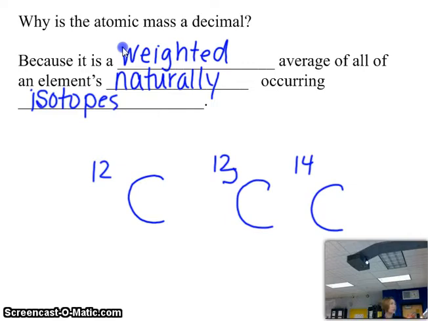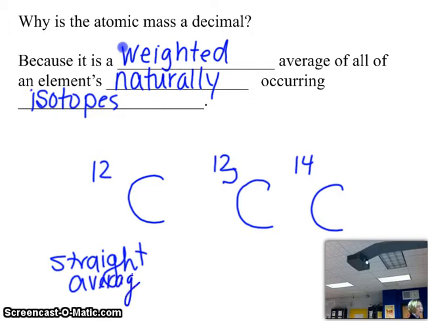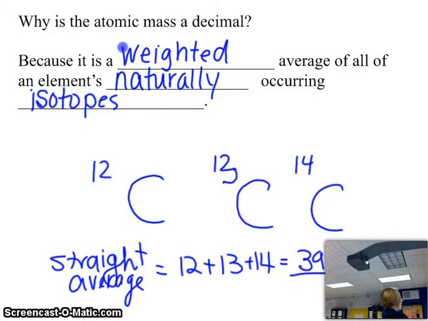Now, if we were to take a straight average of these, 12 plus 13 plus 14, and divide by 3, right? Which is normally how you find an average in general. You just take your numbers, add them up, get some total, and divide by the number of values. 12 plus 13 plus 14, that would give us 39. And if we divide that by our total number of values, 3, we would get 13.